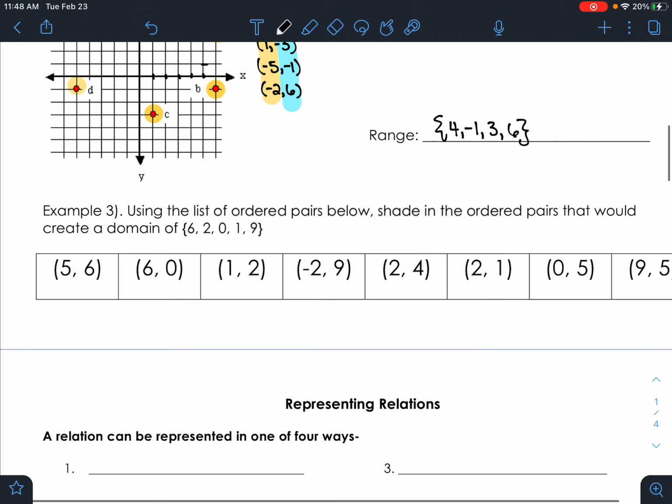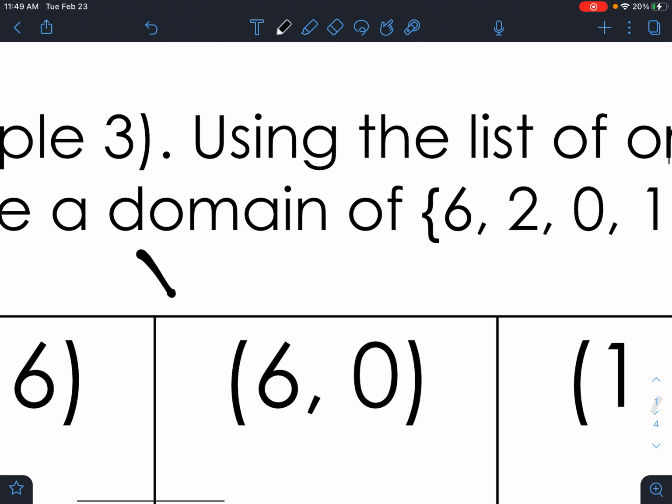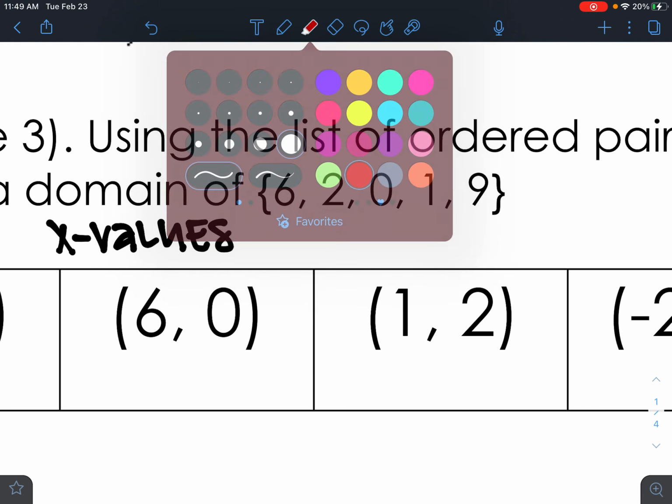All right, so our last question in here, it says, using the list of ordered pairs below, shade in the ordered pairs that would create a domain of 6, 2, 0, 1, and 9. So this one's pretty simple in the fact that we have to remember that the domain are our x values. So all we're looking for are ordered pairs that have these x values, okay? And then we're just going to shade them in.